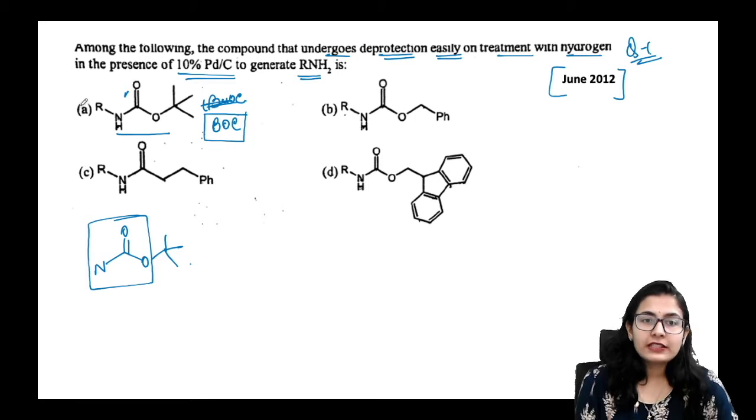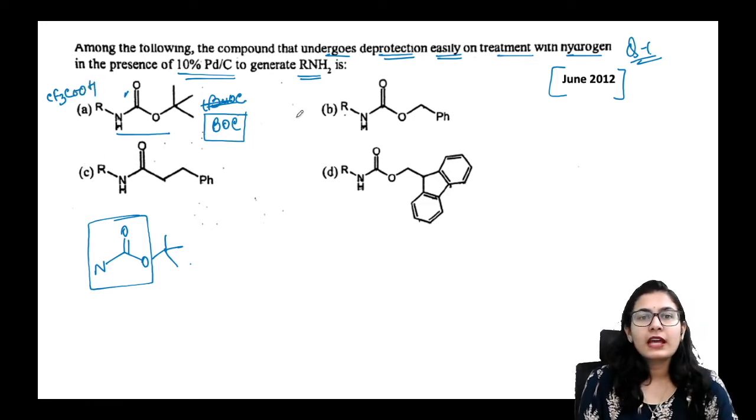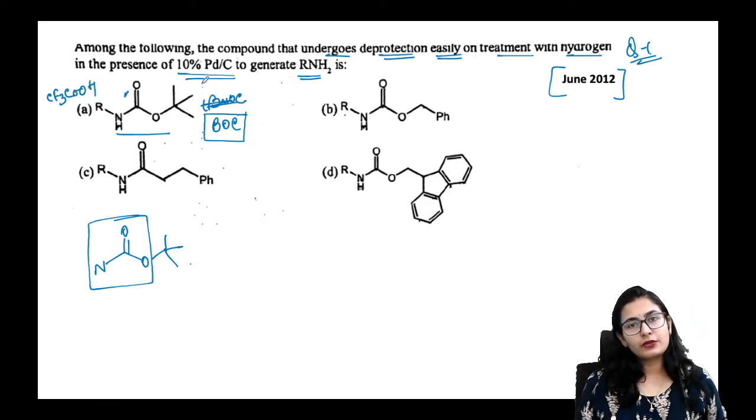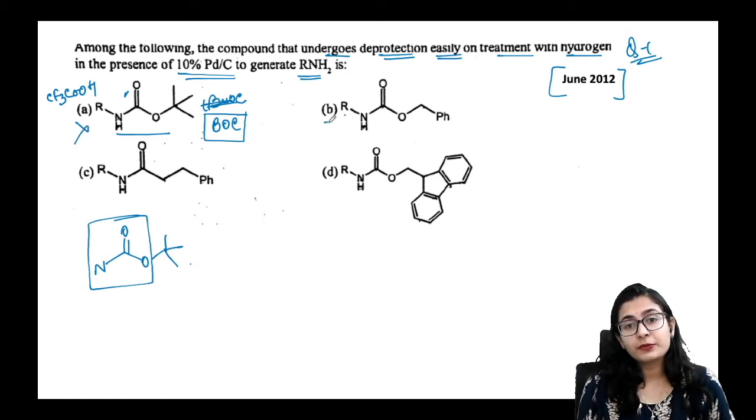What do you need to do the deprotection? You need either dilute HCl, okay, that's a strong acid, or you can take trifluoroacetic acid, which is also a strong acid. Palladium charcoal is not going to do deprotection over here. So A is wrong. What happens with option number B?